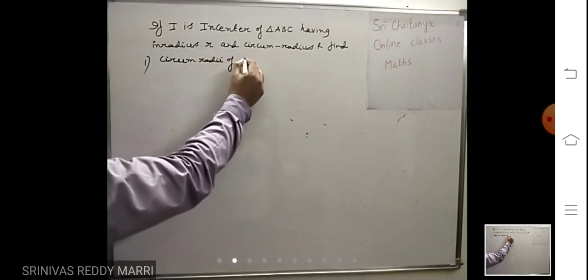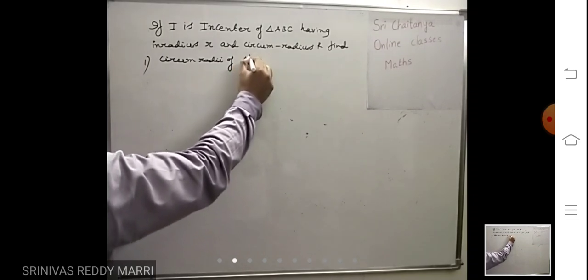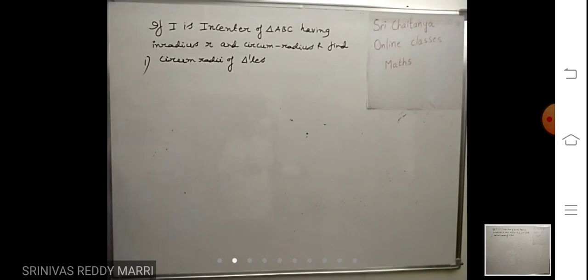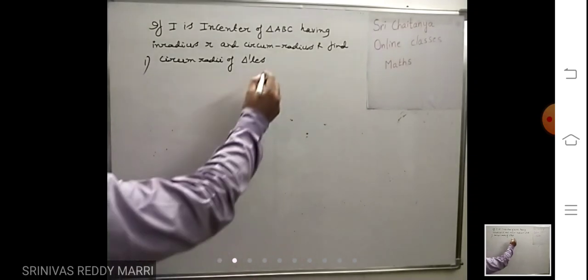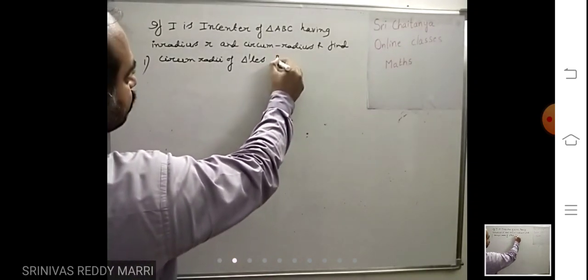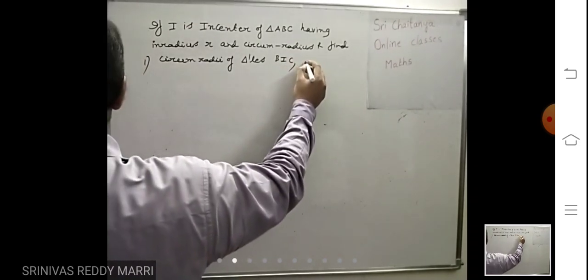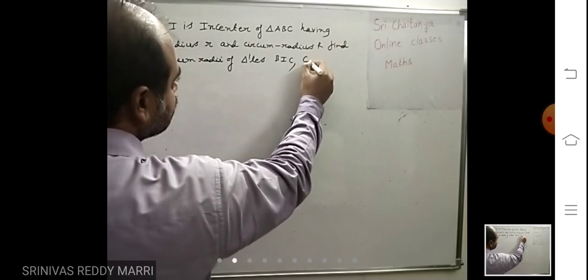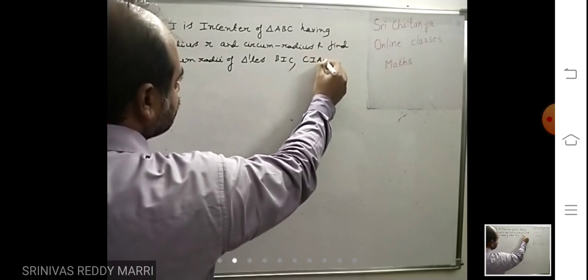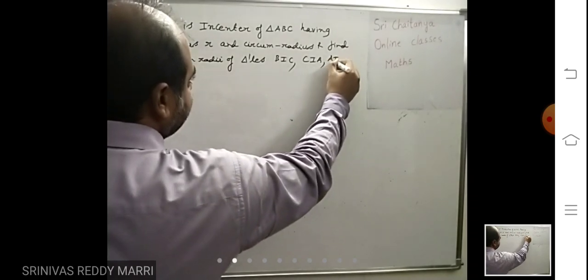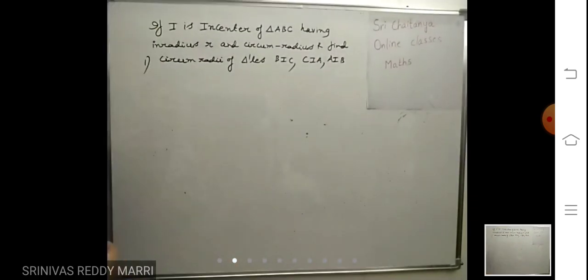the circumradii of triangles BIC, CIA, AIB. Look at all of it.